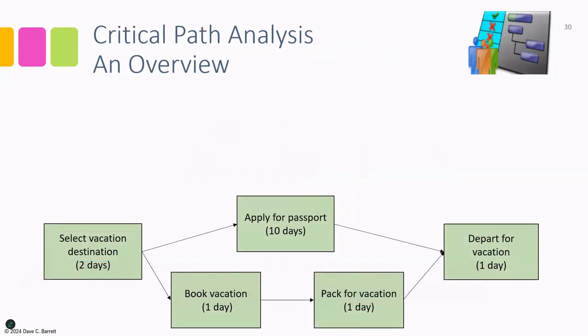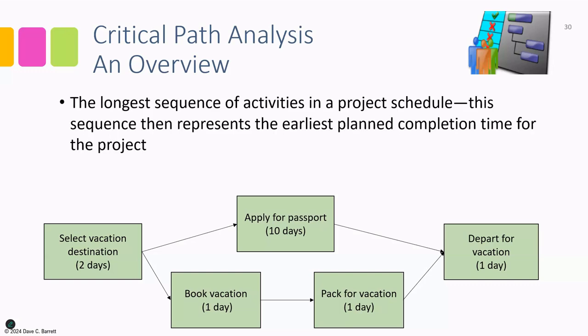Our final topic is critical path analysis. This is an overview, just to give you an idea of what a critical path is and how it works. So the critical path is defined as the longest sequence of activities in a project schedule. This sequence then represents the earliest planned completion time for the project. So one of its key purposes is to figure out what's the earliest completion time for the project.